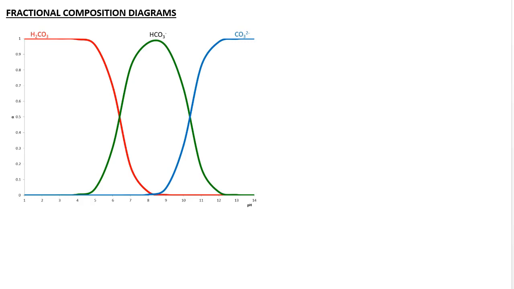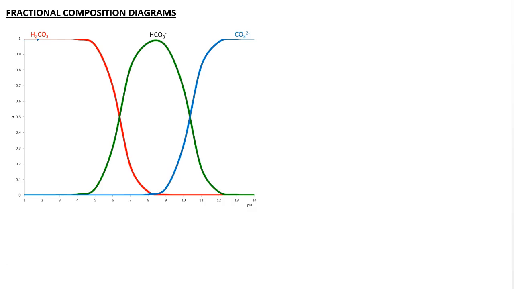Hi everyone. We're going to talk about fractional composition diagrams in this video. And what you're looking at is a fractional composition diagram for carbonic acid that I made using Excel. And for extra credit, you're going to make a fractional composition diagram of a diprotic weak acid of your choice. You can choose any diprotic weak acid except for carbonic acid because I already did one.